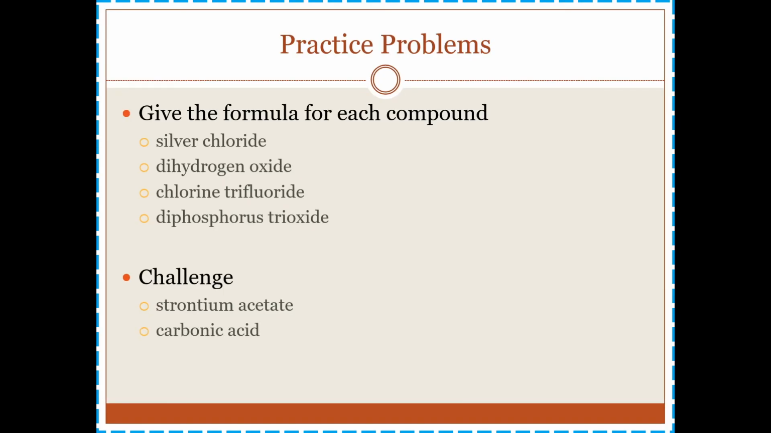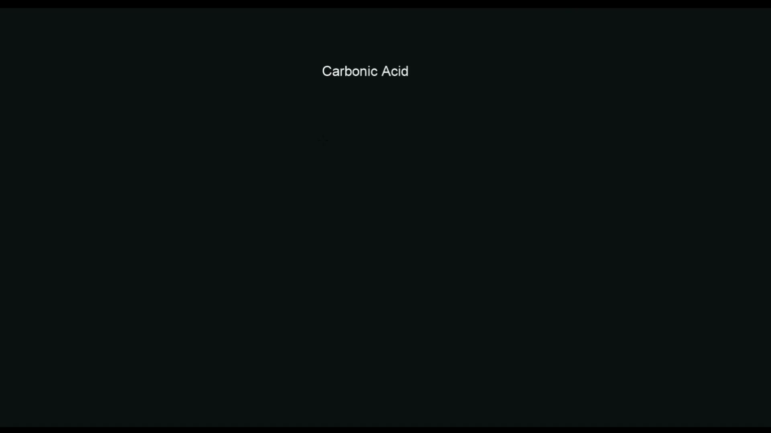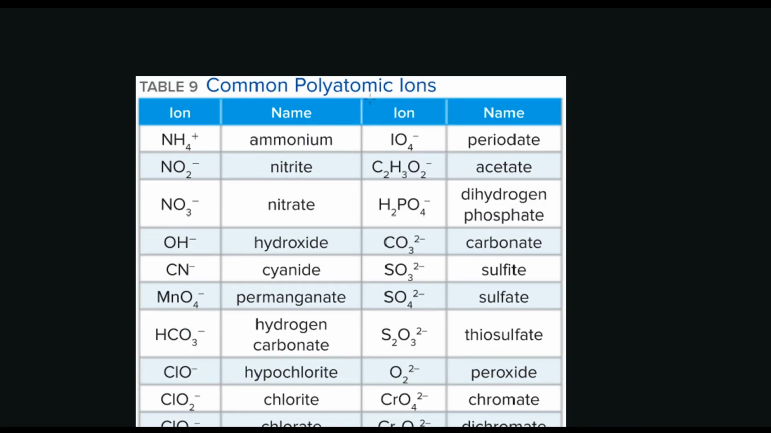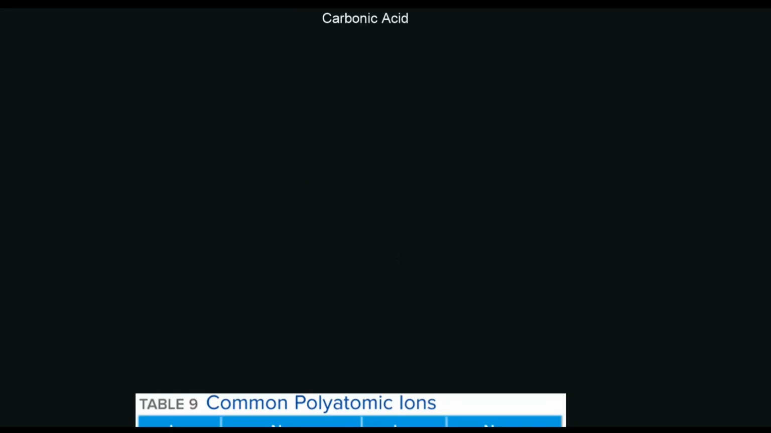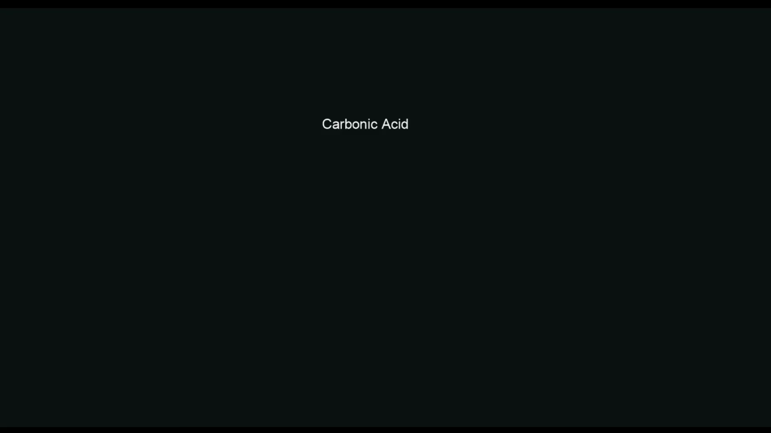Here's carbonic acid. So for carbonic acid, since you see that it has ic at the end, you know that we've replaced it with ate. And also, since it's an acid, it's going to contain hydrogens. So for our polyatomic ions, let's look back here. So let's try to find carbonate. CO3, 2-. So carbonate, that's going to be our CO3, 2-.